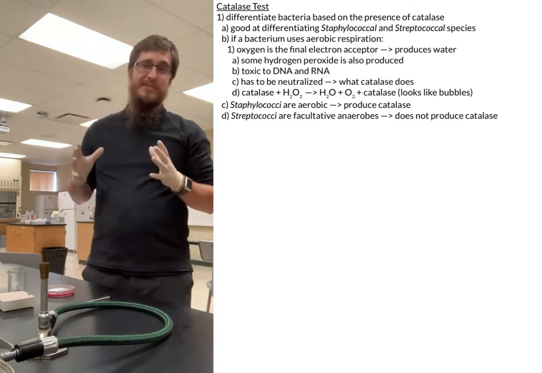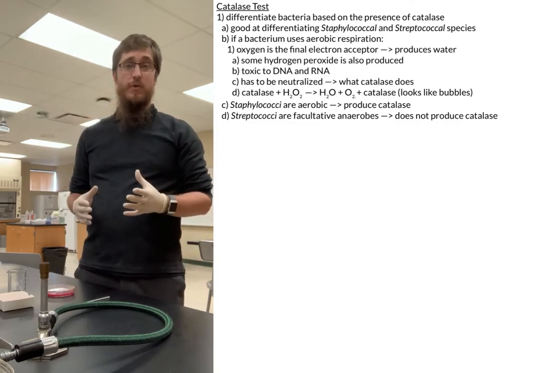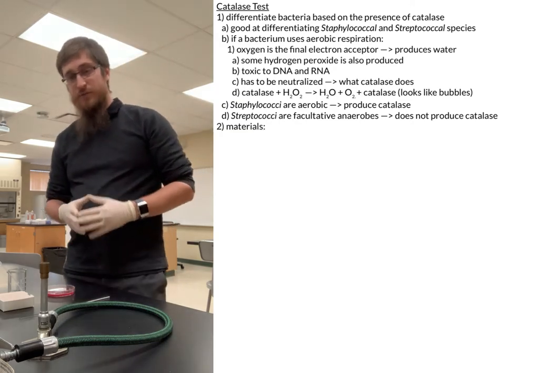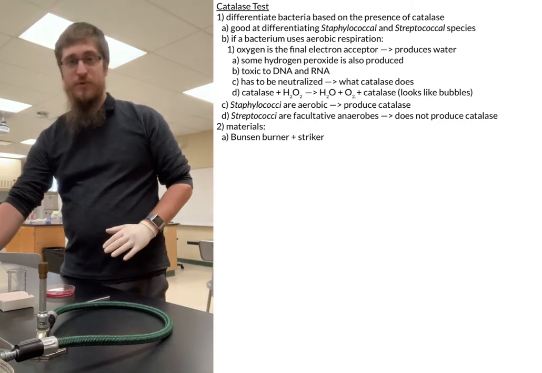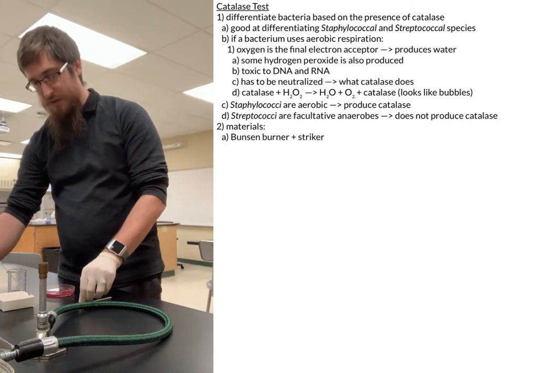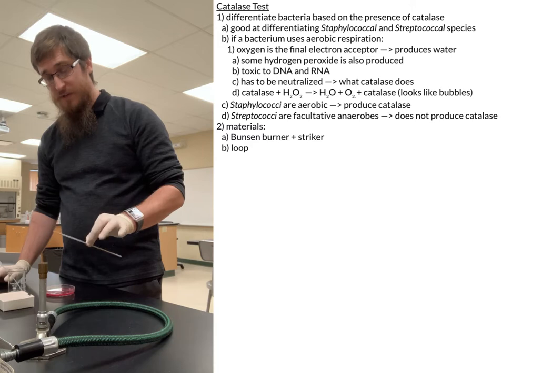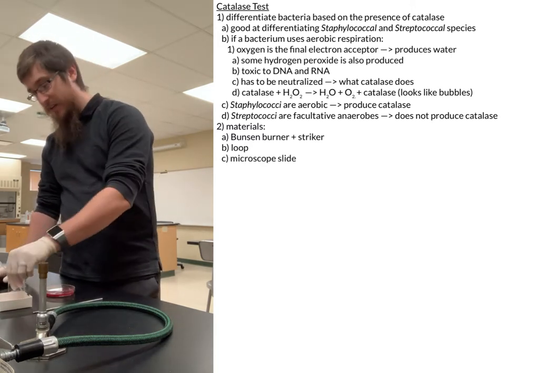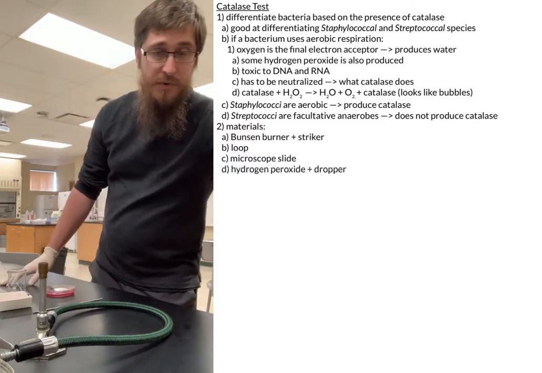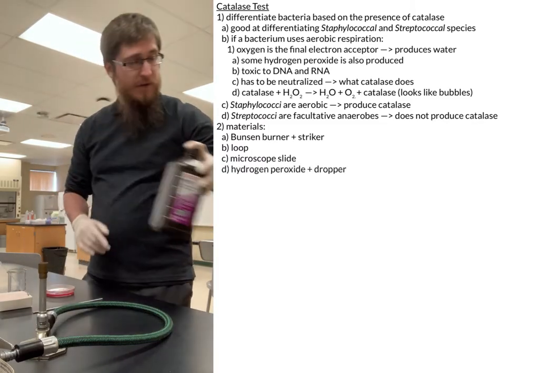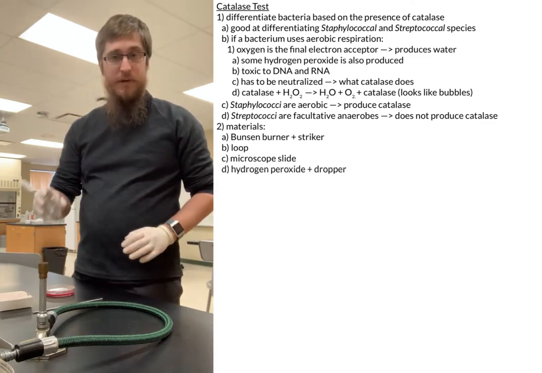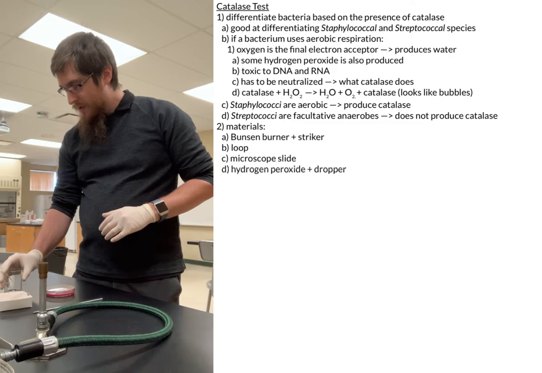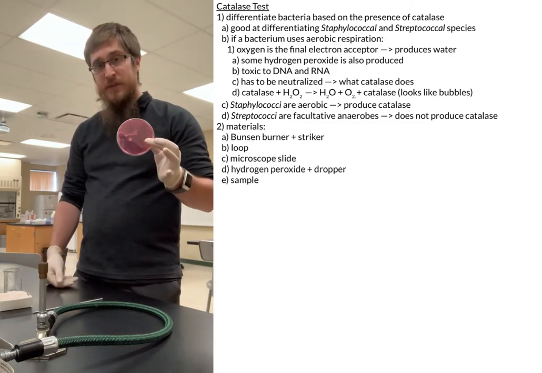Now, in terms of actually setting up the experiment, it's really straightforward, but let's run through the materials that you need to do the test. You are going to need a Bunsen burner for a transfer. You will need your striker to turn it on, and then the loop to actually transfer the bacteria. We are going to be transferring to slides, so you're going to need at least one slide. You're going to need a bit of hydrogen peroxide to actually do the test. I have a bit in my beaker here to make it easier to transfer with the dropper and put it on the slide. And then you're going to need your sample.